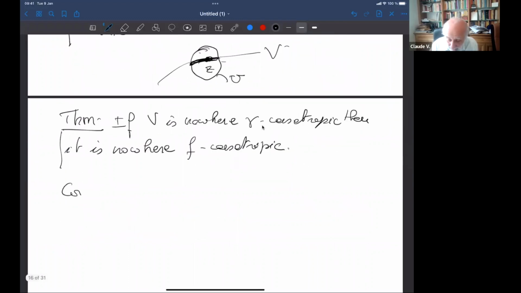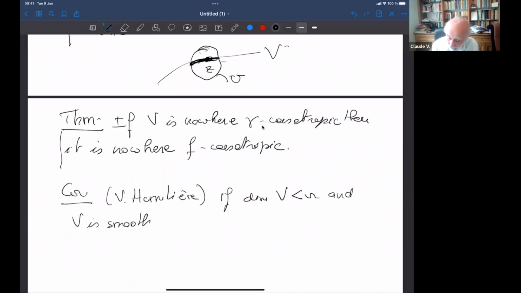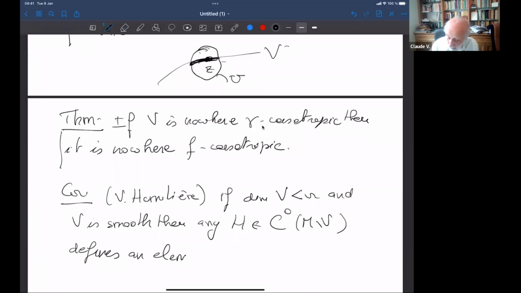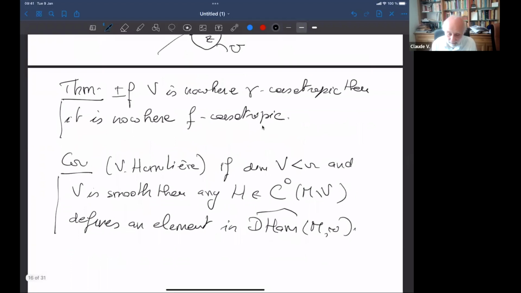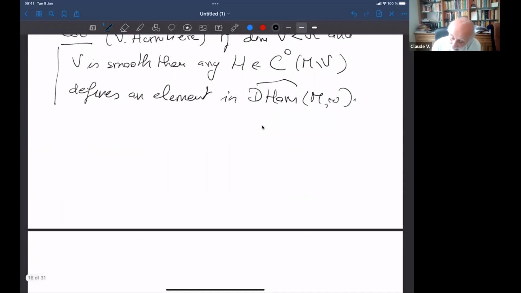And the corollary of that was actually proved by Vincent Humilière a long time ago, which says that if the dimension of V is strictly less than n, and V is smooth, then any Hamiltonian defined, let's say, even C0 on M minus V defines an element in d ham hat of M omega. And you can see this theorem as an extension of Vincent's theorem. So that's one kind of application.